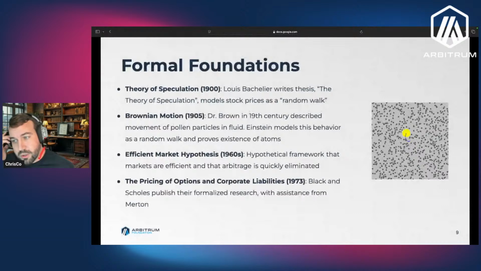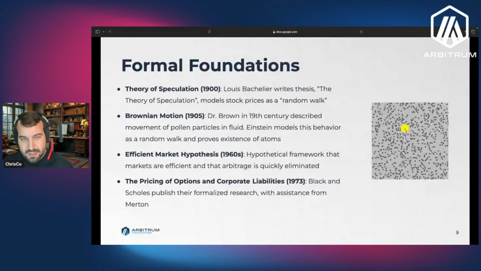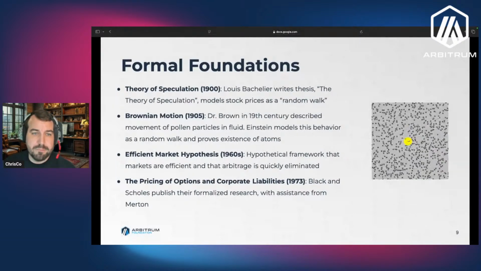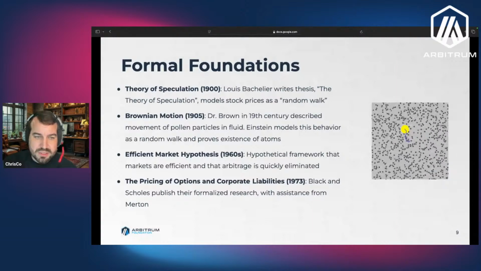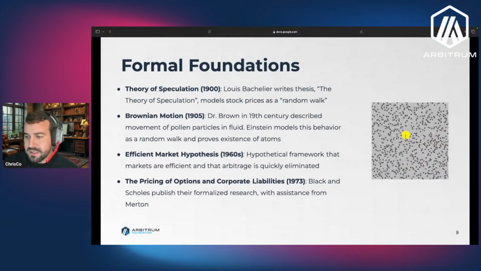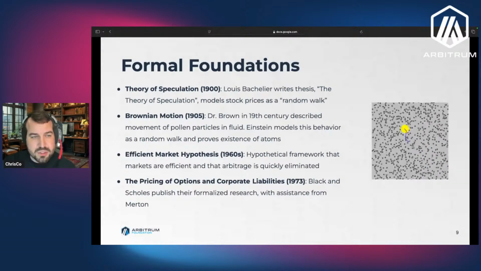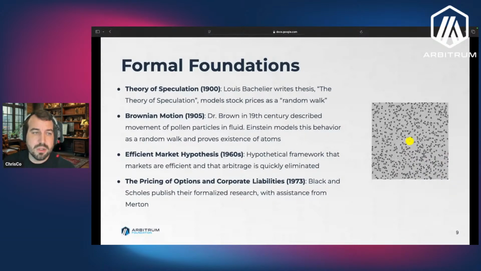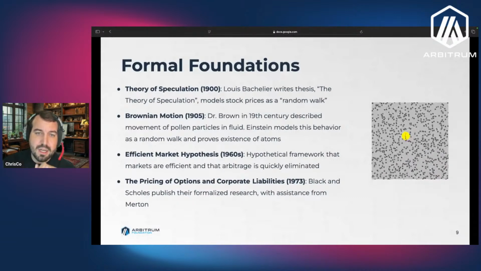So in the 20th century, a lot of people started to formalize more financial theory. There are a couple of developments that happened in the 20th century that enabled us to get to the markets that we have today, and it kind of started off with a paper called "Theory of Speculation" by Louis Bachelier.